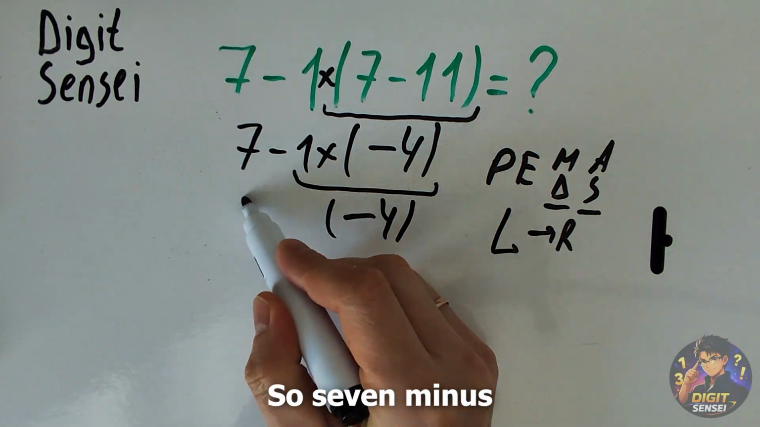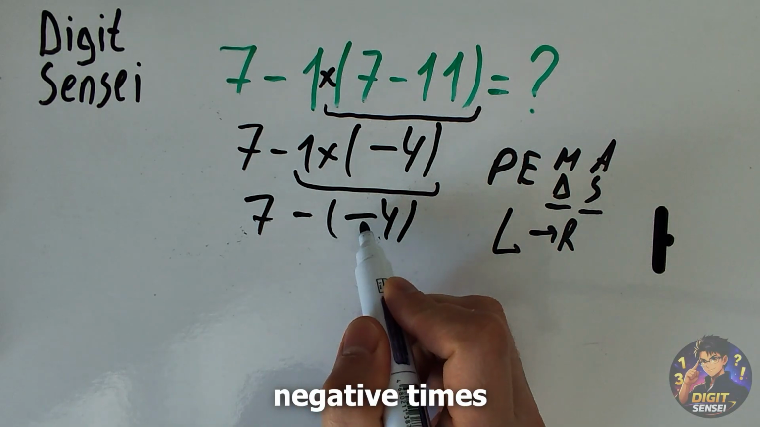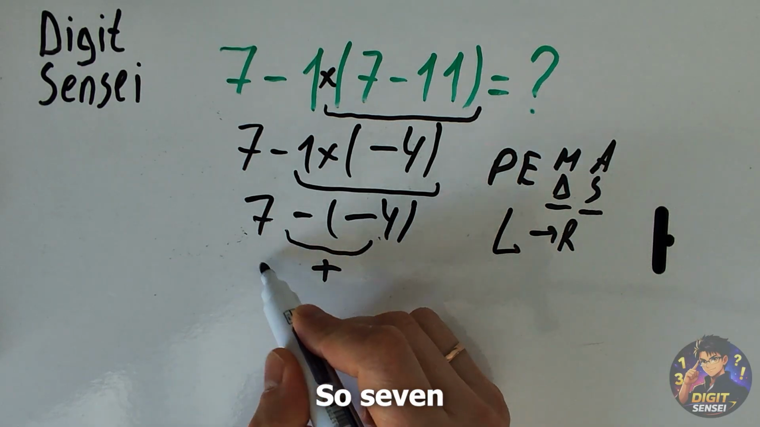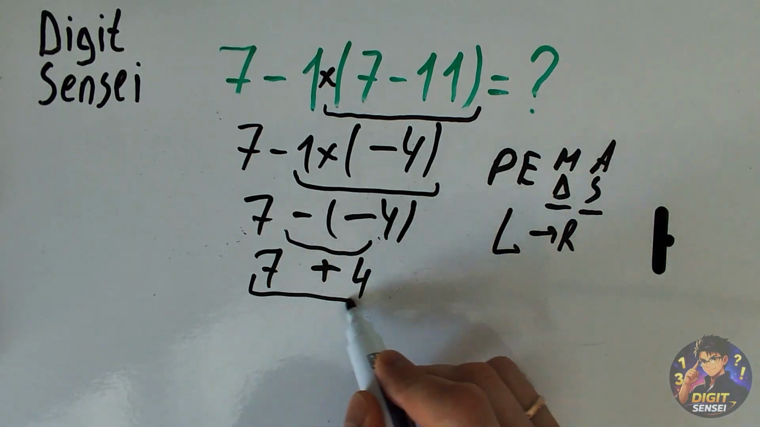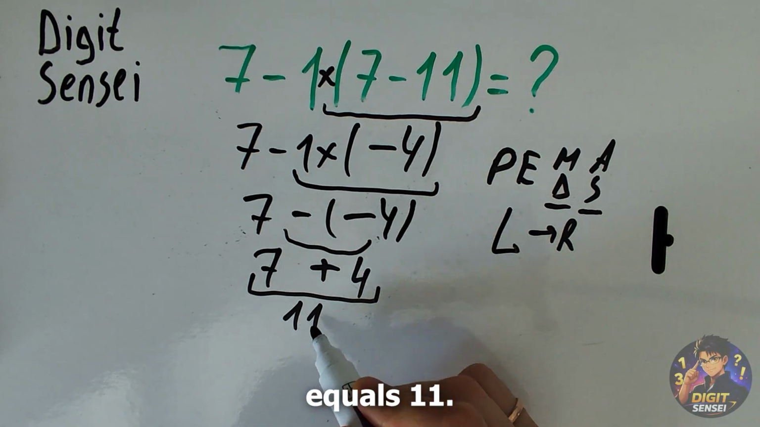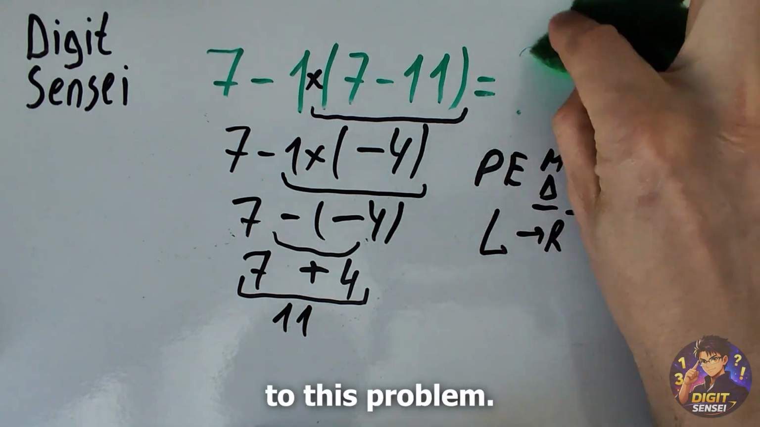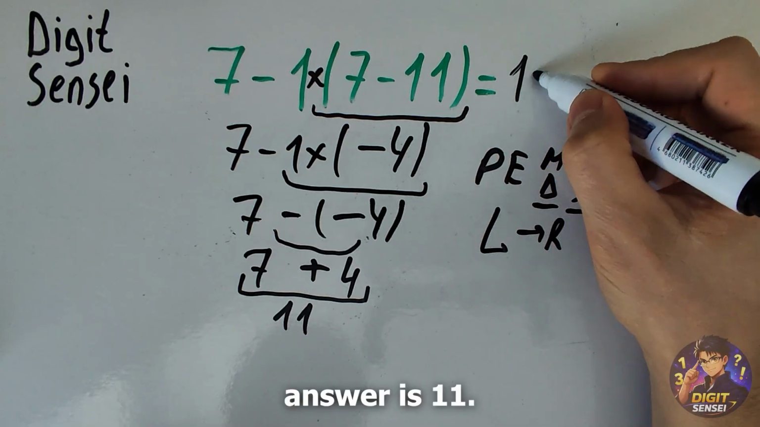So 7 minus negative 4. Negative times negative gives us positive. So 7 plus 4, which equals 11. And this is our final answer to this problem. The correct answer is 11.